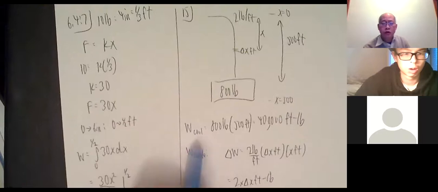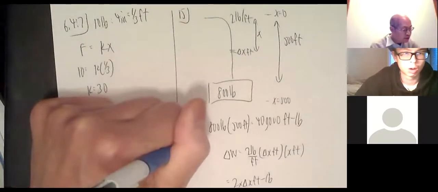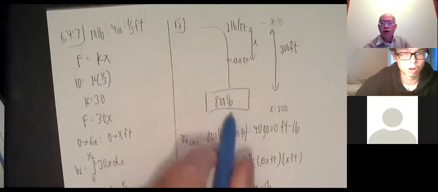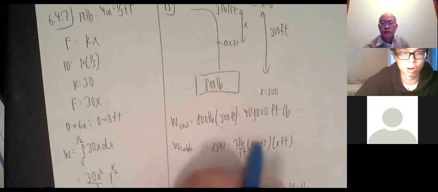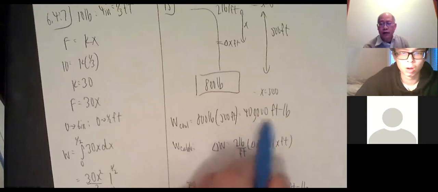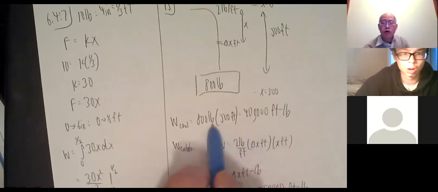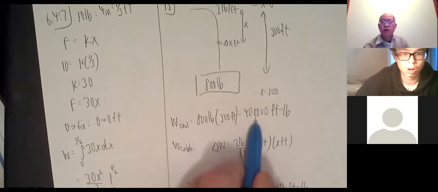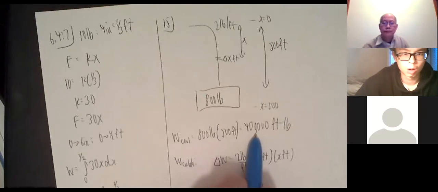The work for the coal, C-O-A-L, if you can't read that, is just 800 pounds. They're all going up 500 feet. So 800 times 500 comes out to be 400,000 foot-pounds. So the work for bringing the coal up is 400,000 foot-pounds. That's the easy part.